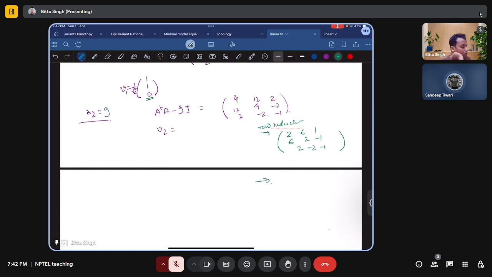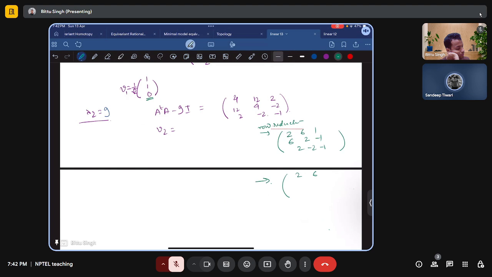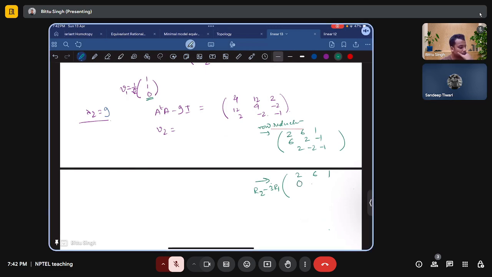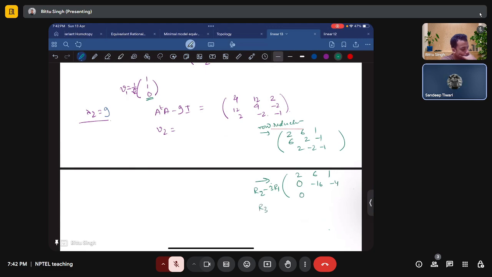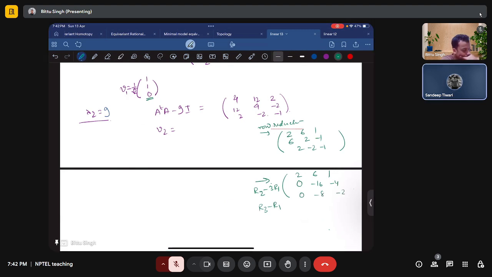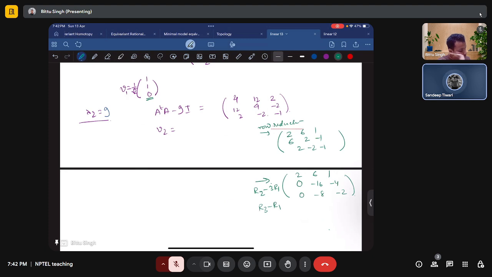So it will be 2 6 1 0, minus 16 minus 4, 0 minus 16 minus 4. Then 0 minus 8 minus 2, minus 2. Yes, sir. Now we'll get the last one, which depends upon the second row. So the last will be 0.